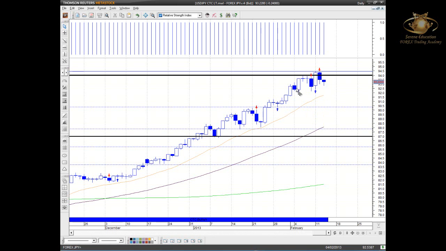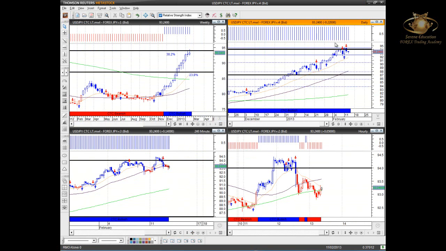So if we see a consolidation break here below this consolidation area in the shape of the 92.50, then we should be looking potentially at these areas here at 91.50, 88, etc. to the downside. So please be aware of that.